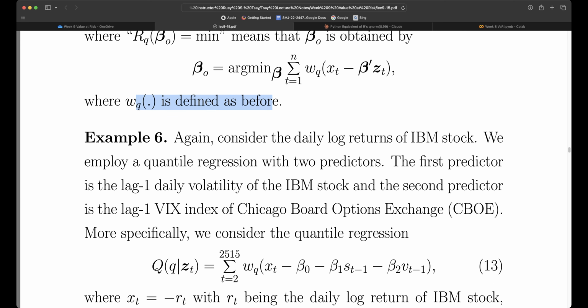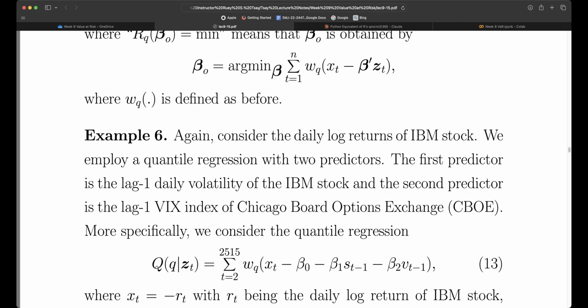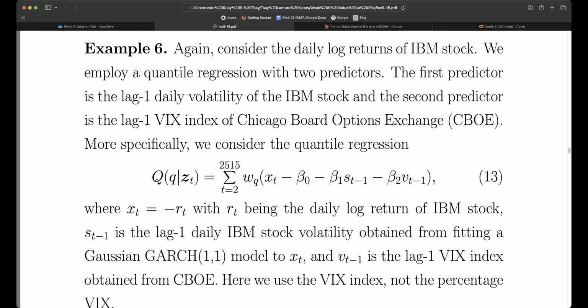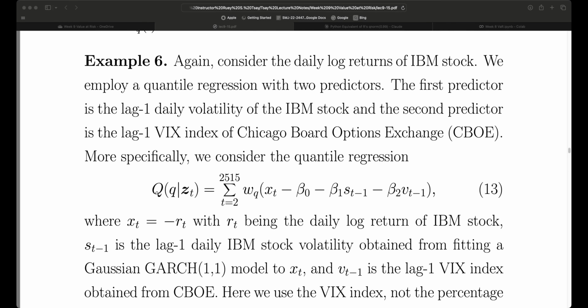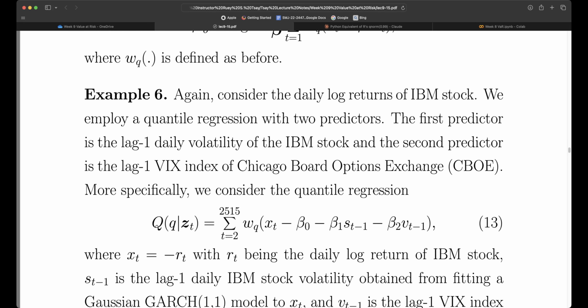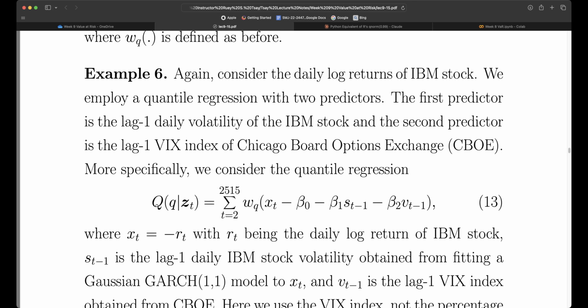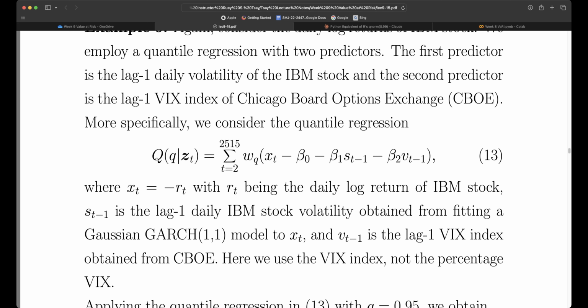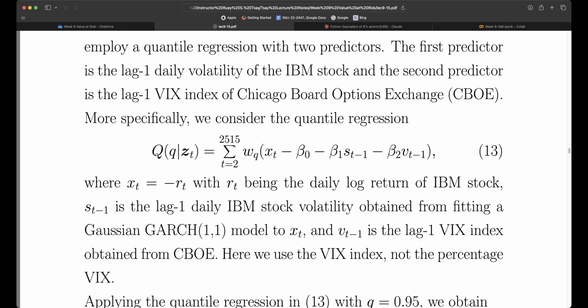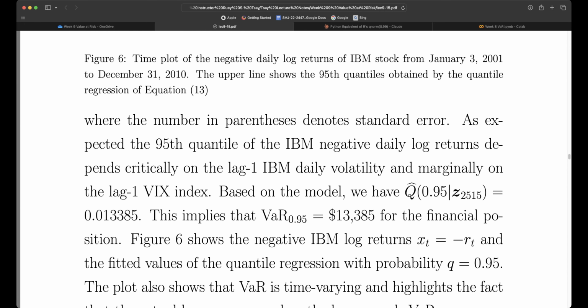Again, we can consider the daily log return of IBM stock, use quantile regression, and then do the estimation. This is tedious, so we can skip this part. But what we focus on is that here x is the loss, and s is the lag 1 daily IBM stock volatility. So when we estimate risk, we can use other information like this one. VT is VIX, the volatility index. So when we use quantile regression, we can include other information which possibly can predict risk in the regression equation. That's the advantage. And then extreme value theory.